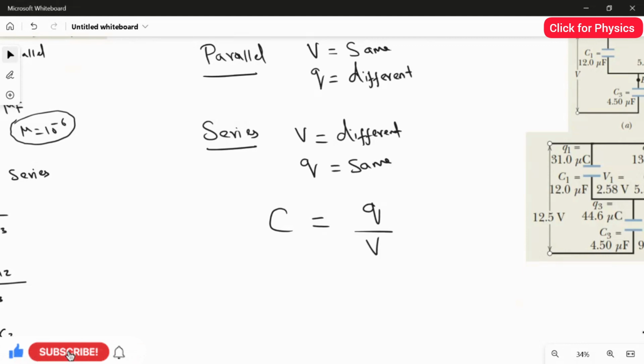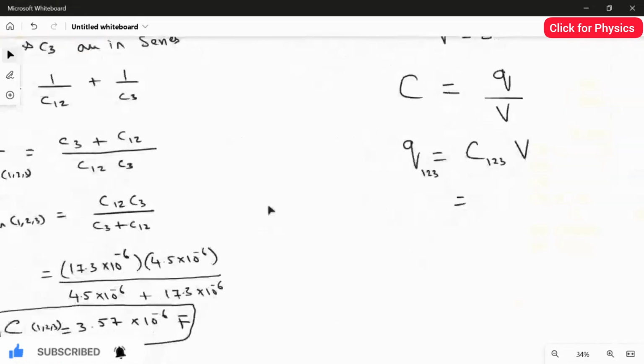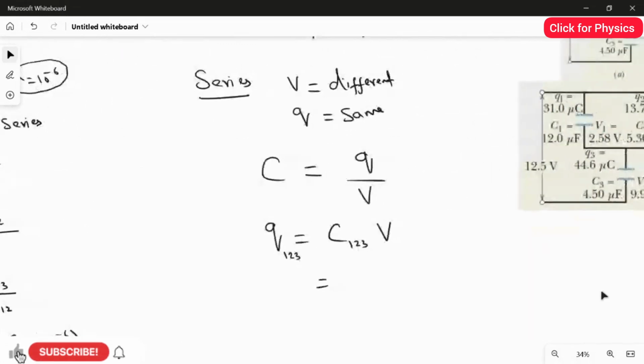If you modify this equation, because we are going to find the charge, the charge is equal to capacitance multiplied by potential. So here we are going to find the charge for the combination C123, and the potential across it is exactly 12.5, right? So I'm going to substitute the value. I need the answer of C123, so I have to take the answer from the first part. What is the answer? 3.57 multiplied 10 power minus 6. So I'm going to substitute the value here.